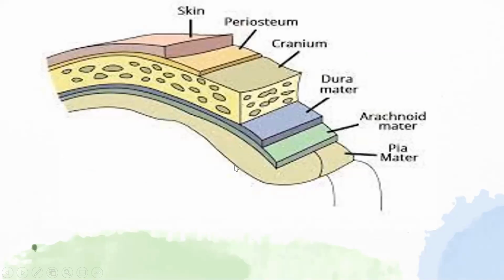The protection of the brain is, first of all, the skull, the meninges, and the cerebrospinal fluid. The meninges are three layers of connective tissue: the dura mater, which is the outermost layer and the fibrous and toughest one; the arachnoid mater, which is web-like and contains the cerebrospinal fluid; and the pia mater, which is the innermost layer and contains the blood capillaries.